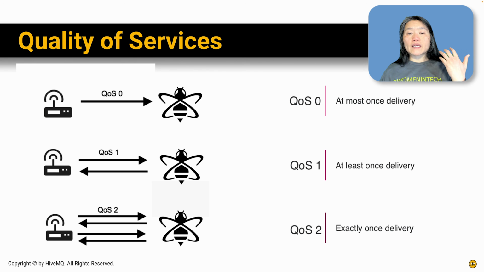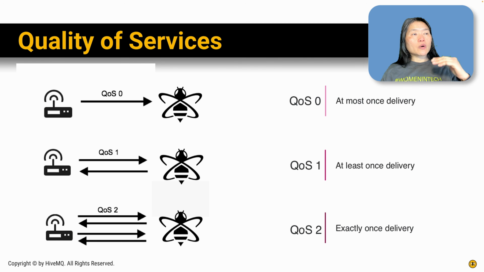And then there's QoS 1. This one means at least once delivery. As you can see, it's a bit efficient in that sense. However, it doesn't guarantee the messages won't be delivered more than once. In other words, you can have duplicate messages.